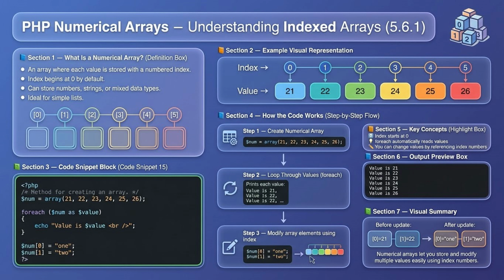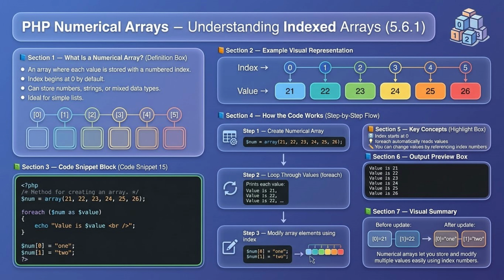The step-by-step flow in section 4 explains the process clearly. First, you create the numerical array. Second, you loop through the values using foreach to display them. Third, you modify specific values using index numbers. The key concepts in section 5 reinforce the most important points. Indexes always start at 0. Foreach automatically reads values without needing manual indexing, and you can directly change values by referencing their index.